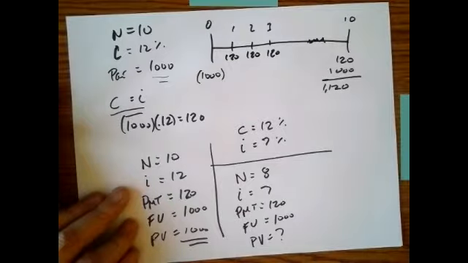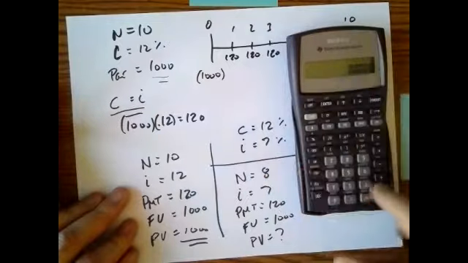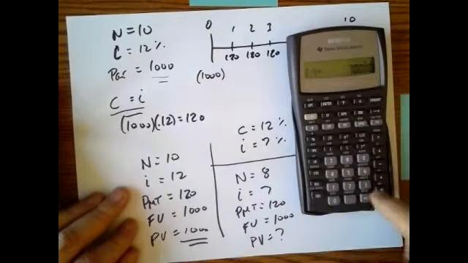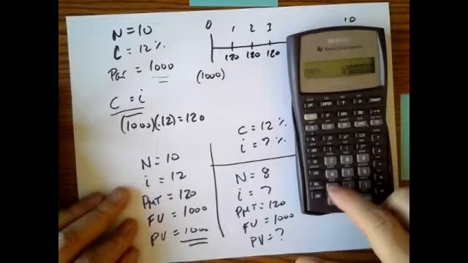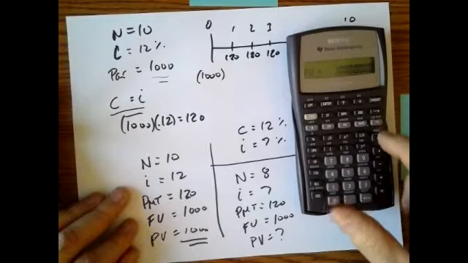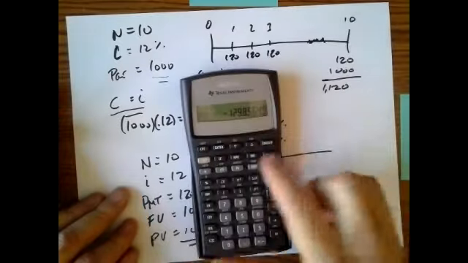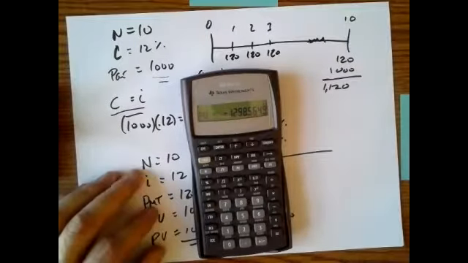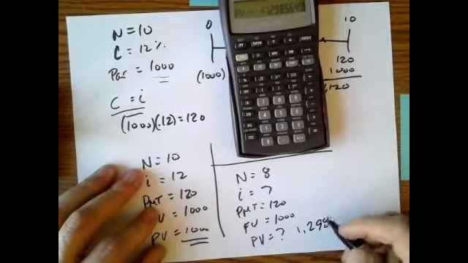It's pretty straightforward. Clear my TVM. N is 8. I is 7. Payment is 120. And future value is 1,000. Compute PV, and you see now I get $1,298 as the market value for this bond. So the PV is 1,298.